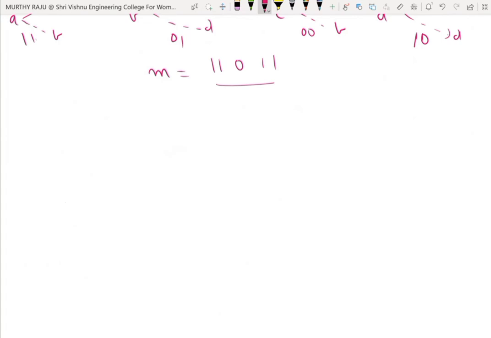Start from the initial state A. From that state A, two transitions are possible: upper path and lower path. Upper path indicates when input bit is 0. Lower path indicates when input bit is 1. Here, first message bit M is equal to 1. Therefore, the code tree follows the lower path. Lower path means A to B.